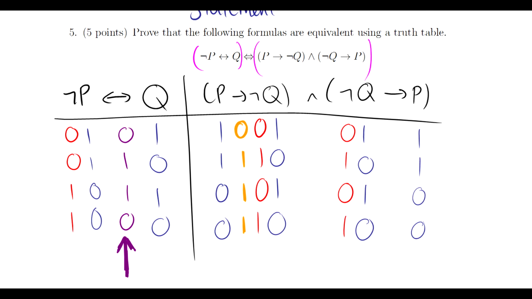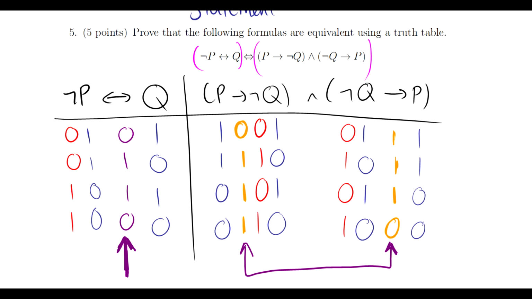Okay, what about not Q arrow P? Well, it's going to be the same thing. We're going to deal with these two lines. So 0, 1 is going to give us a 1, 1, 1 will give us a 1, 0, 0 will give us a 1, and 1, 0 will give us a 0. So now we have our arrows. Okay, now let's work with our conjunction. So we're going to be looking at these two lines now. This is why I'm doing them in different colors so we know what we're working with.